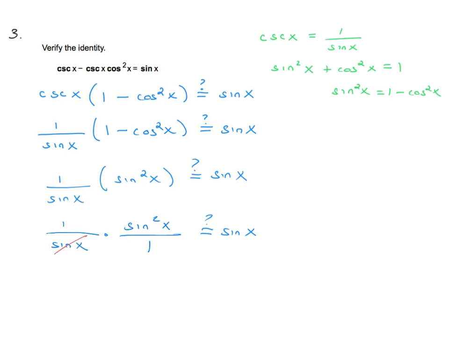You can cancel this sine of x into one of the two that are within the numerator. And so what we have left over is, on the left side, just sine of x, and that is certainly equal to sine of x on the right. So it's like no longer a question. This is certainly a true statement. All of the previous lines are also equivalent, meaning we have verified this identity.